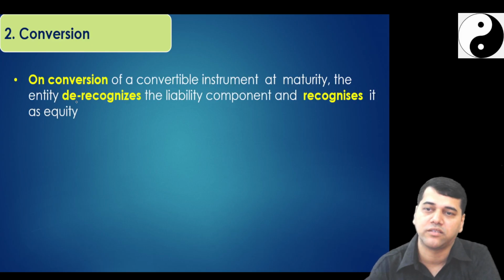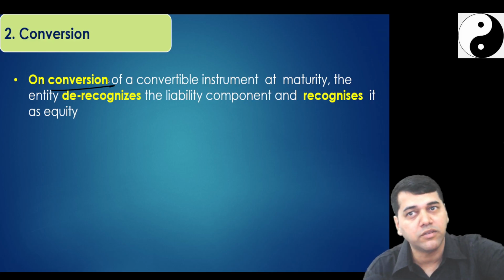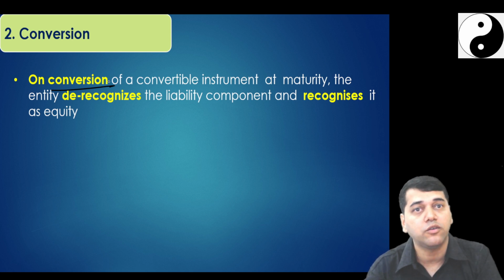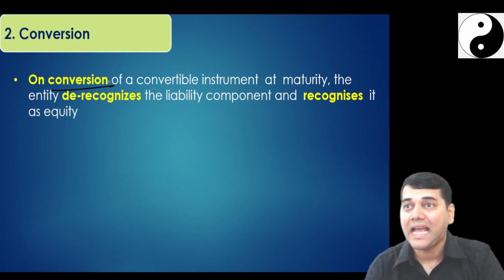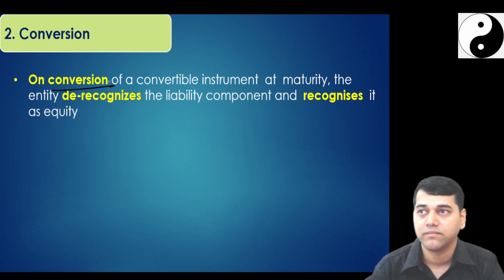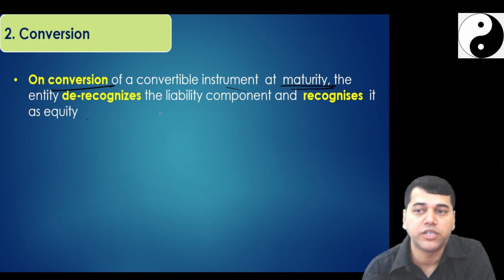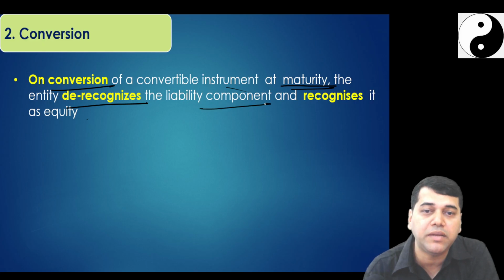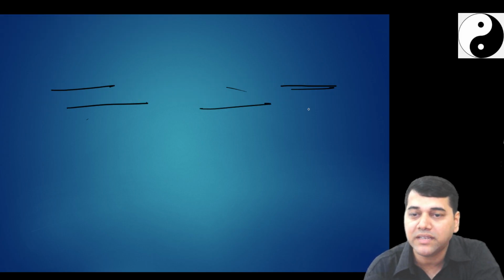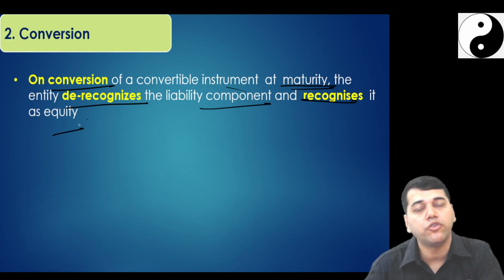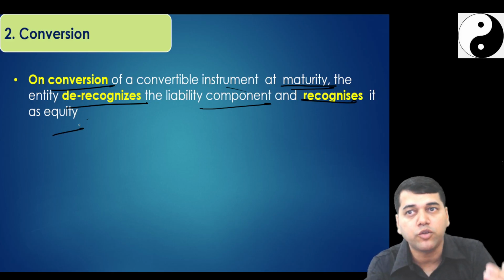What does the standard say? Look, on conversion, whenever it is going to get converted, whether it's a compulsory conversion or an optional conversion. Optional conversion generally says that, look, you can convert at any point of time, else redeem at the end of third year. So, when you convert on maturity, entity D recognizes the liability component. That's why you debit the liability component, whatever accumulated balance, and recognize it as equity. So, your accounting entry will be financial liability account debit to equity account.